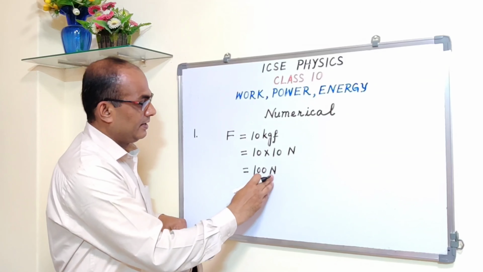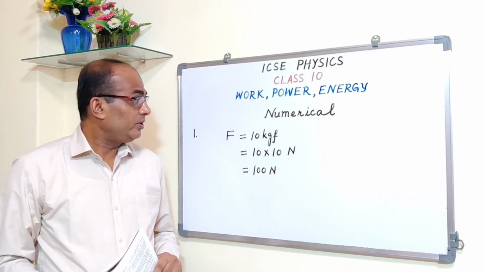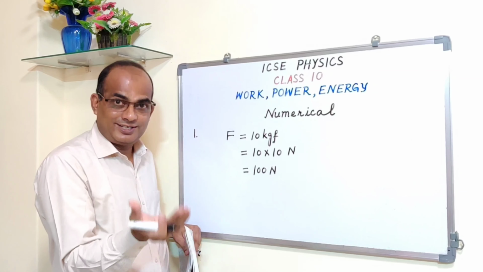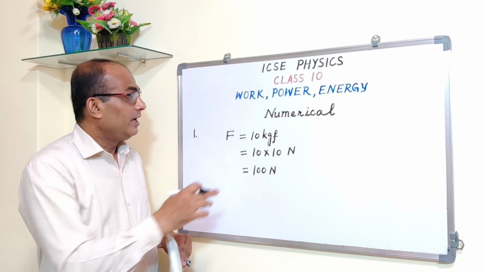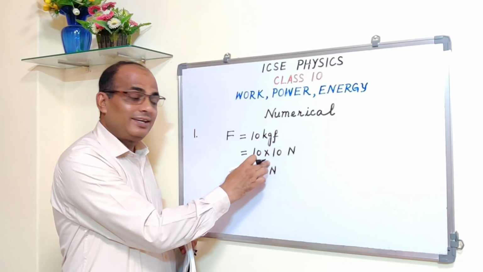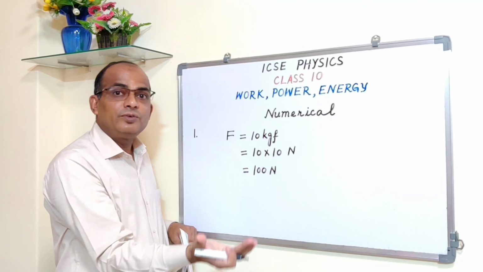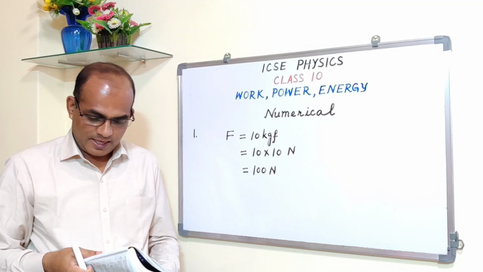All right, kgf is the gravitational unit of the force. When you multiply by g, or 9.8 or 10 as the case may be, in our case g is given 10 meter per second square. So when kgf is multiplied by 10, it gets converted into Newton. So 10 into 10 Newton, that means 100 Newton. F is given 100 Newton.